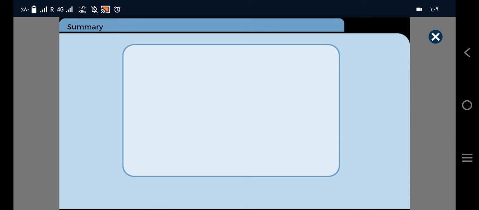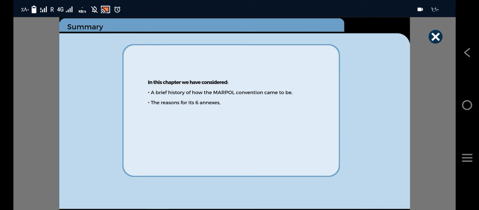You have now reached the end of this chapter, which has introduced some of the thinking behind the MARPOL Convention. We have considered a brief history of how the MARPOL Convention came to be, the reasons for its 6 annexes, why ships sometimes need MARPOL surveys and certificates, and what a pollution incident is and the reason for reporting one.